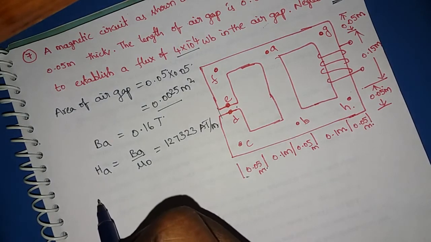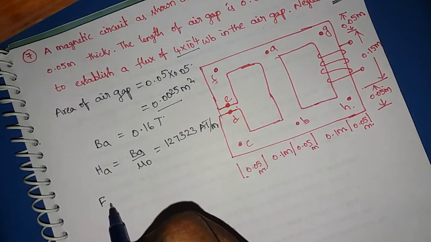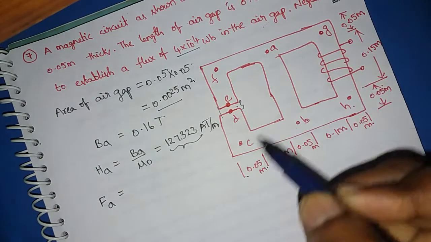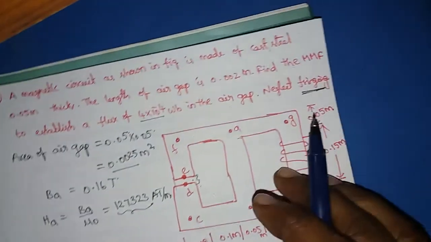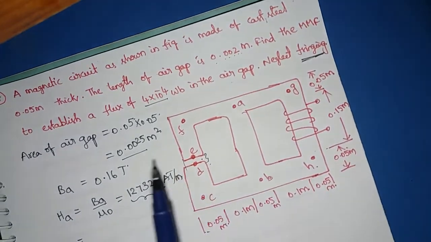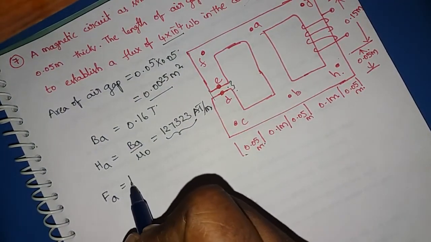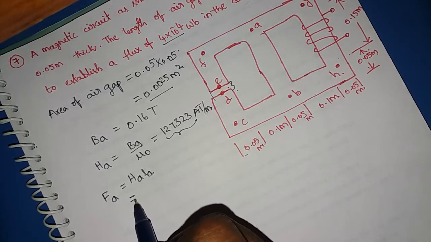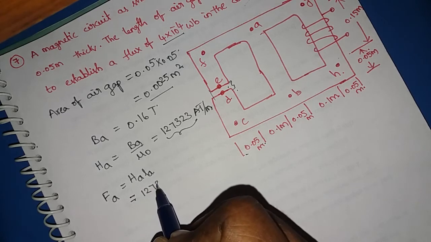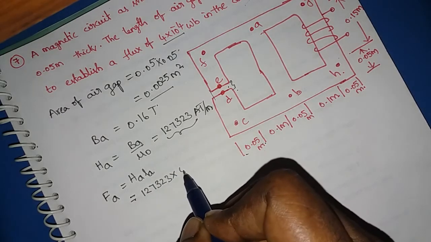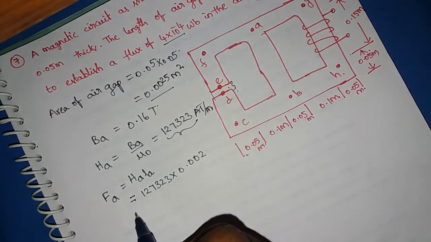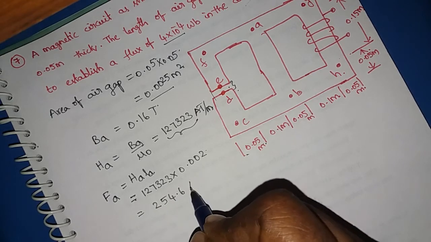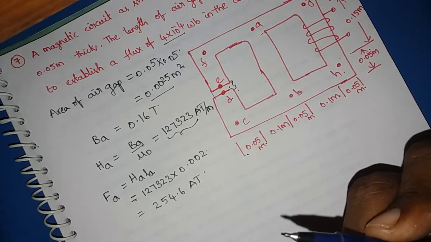Then what is the MMF of the air gap? That is Fa is given by this and this length. Yes, what is this length? He has given that this length is 0.002 meters. So hence Fa is equal to Ha into La, that is 127,323 into 0.002 meter. So then you may get 254.6 ampere turns around. Okay.